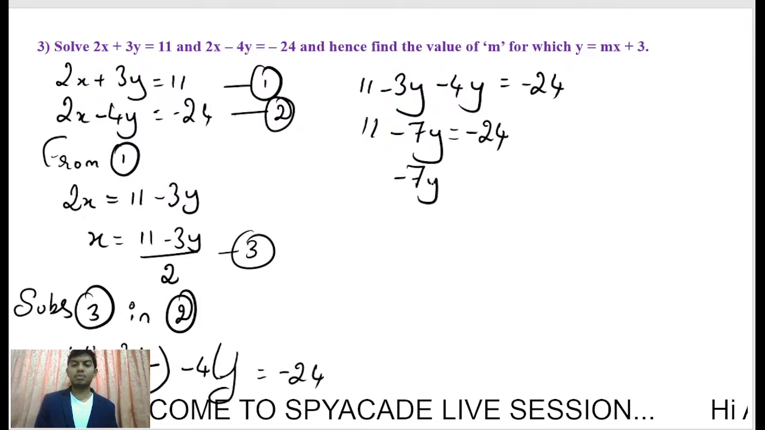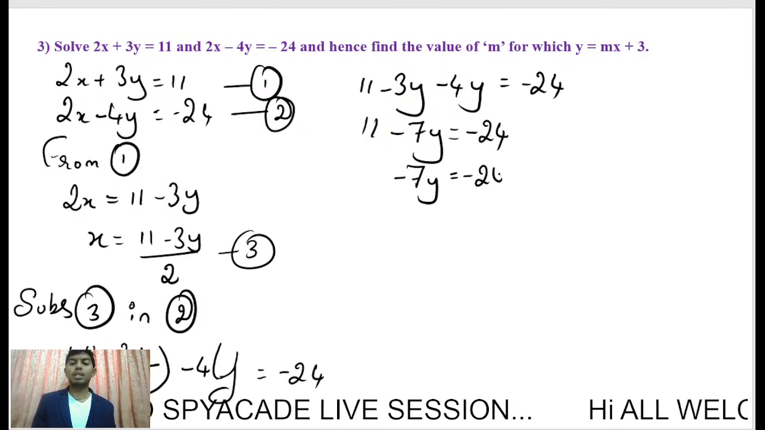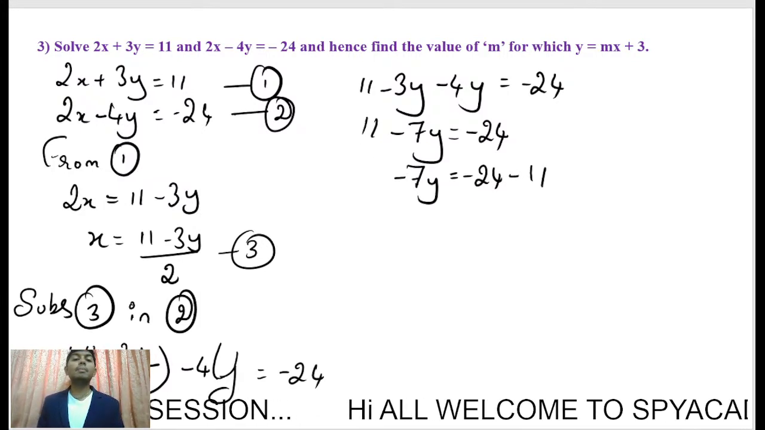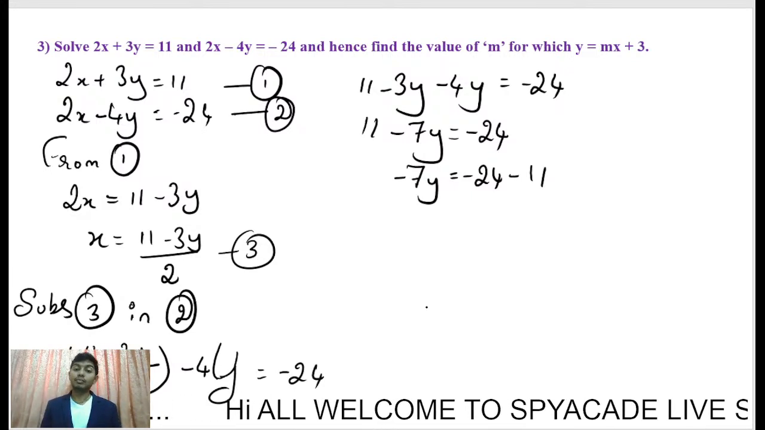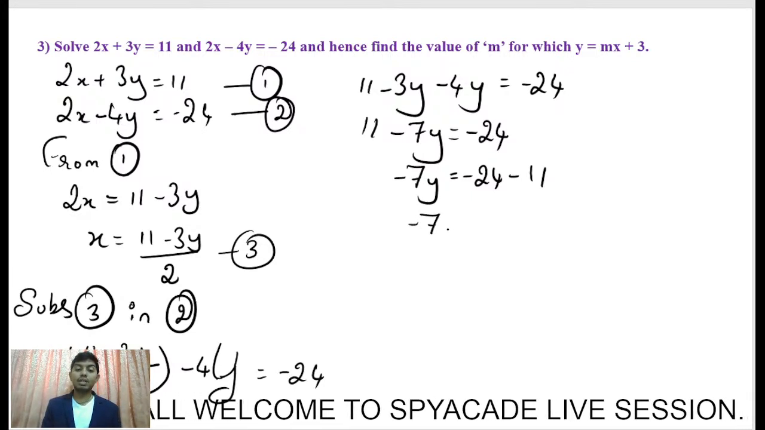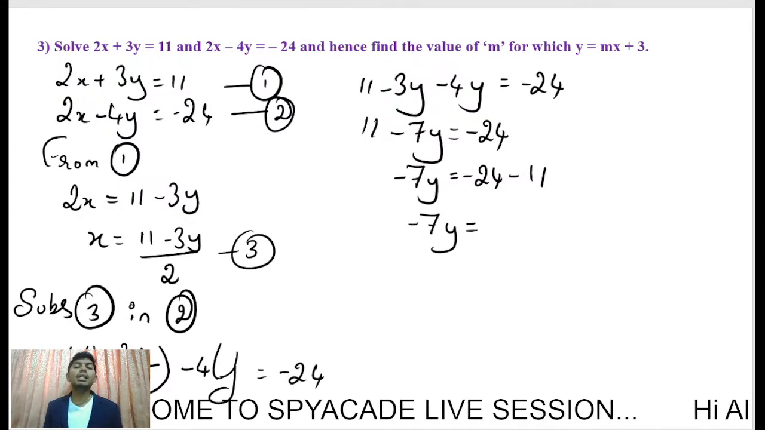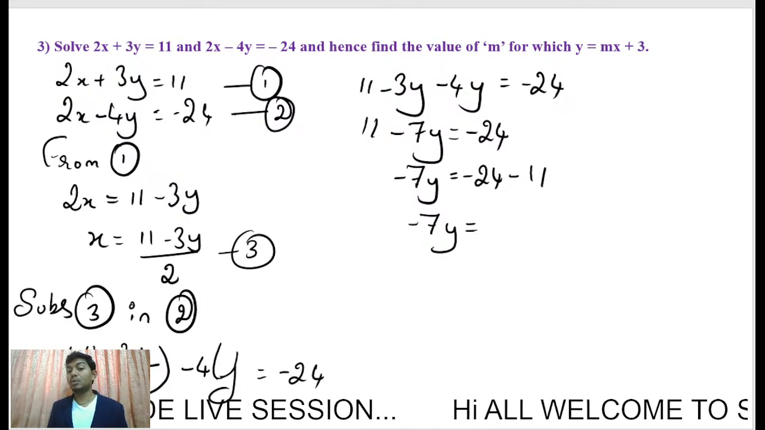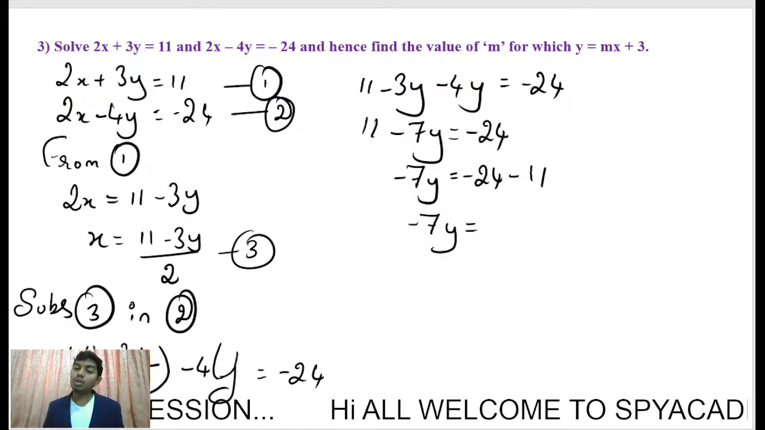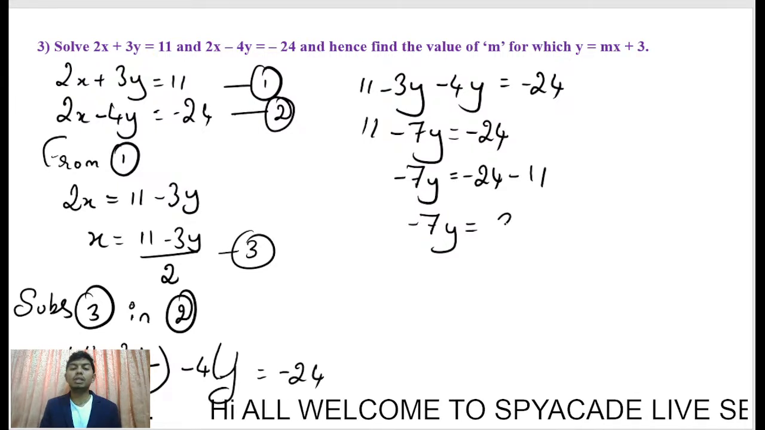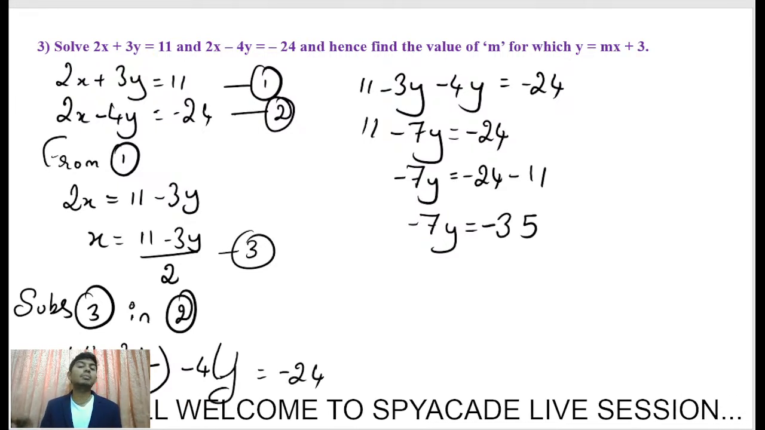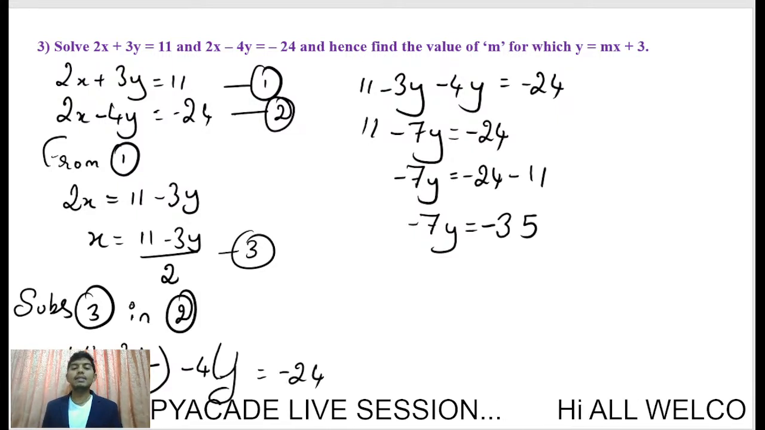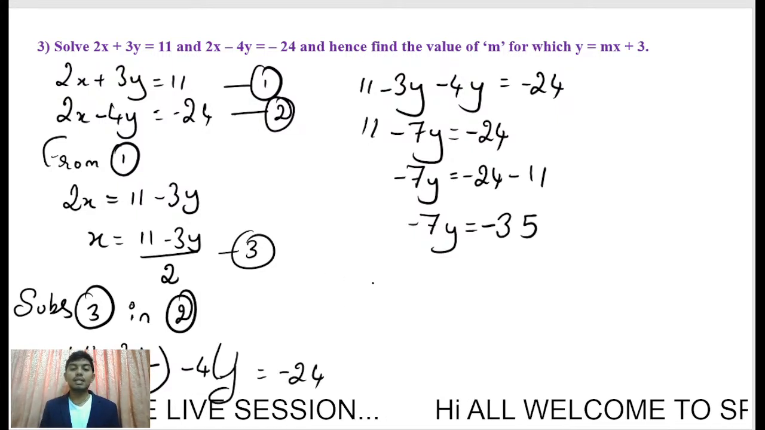So minus 7y is equal to minus 24. And then for 11, if it comes to the other side, it will become minus 11, right? Minus 7y is equal to minus 24 and minus 11. Just now I told, if it is same sign, then you can add. So now also you add. So 24 and 11 will become 35, and the greater number sign is negative. So here also you can keep negative. So minus 7y is equal to minus 35.